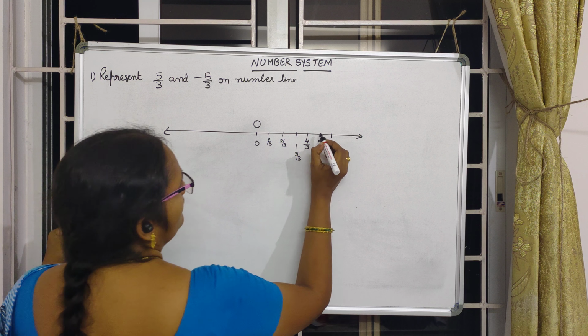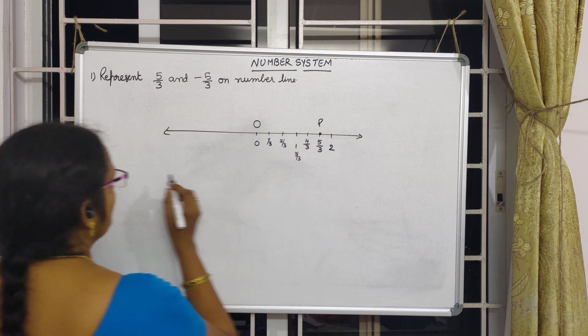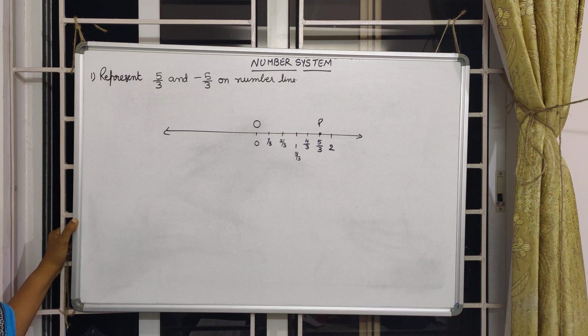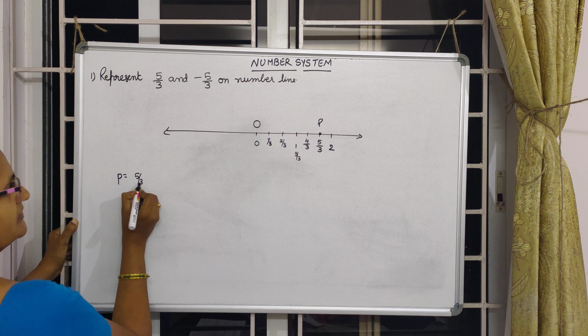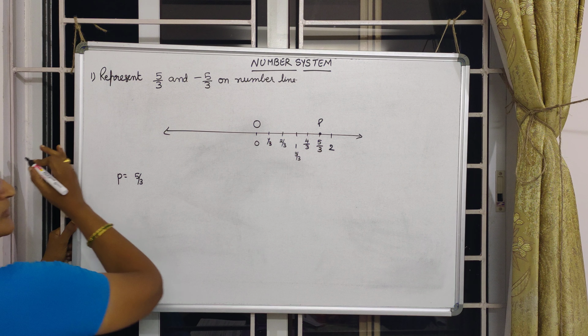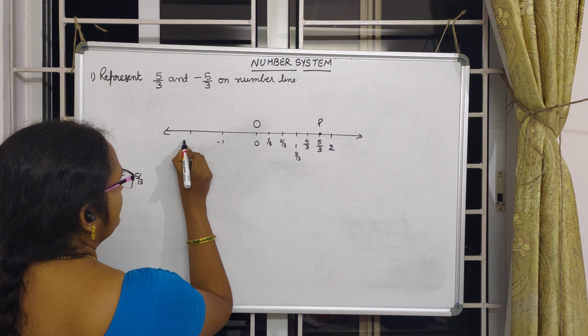The place of 5 by 3 is here. Name this point as P. So, OP is equal to 5 by 3, we can say. That is, P represents 5 by 3. Clear? In the same manner, towards the left hand side, name this one as minus 1 and this as minus 2.